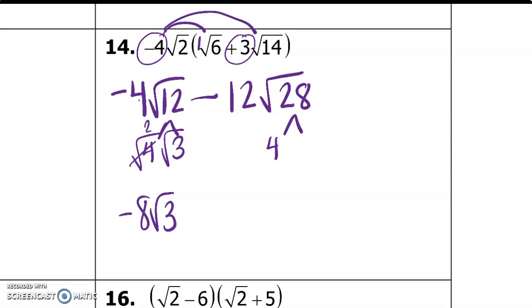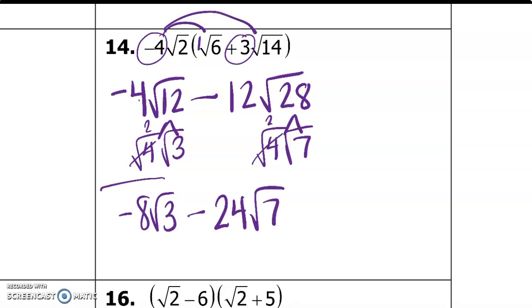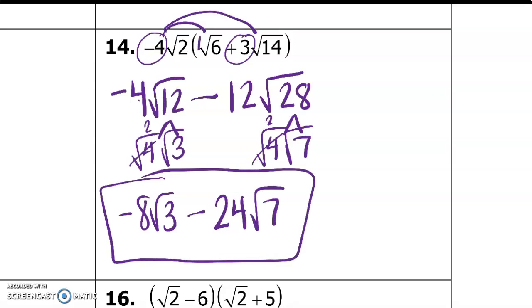28 also has a perfect square, which is 4. Square root, 4 and 7. That becomes a 2. So minus 24 square root of 7. And there's your final answer.